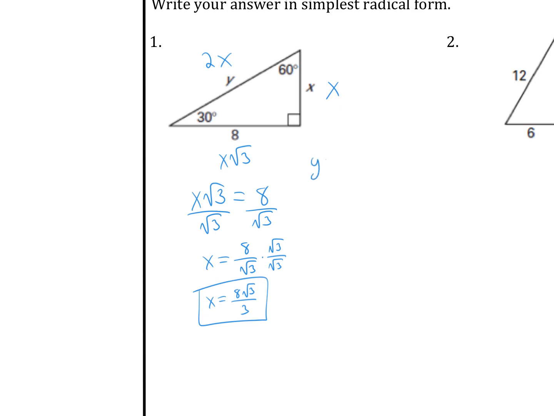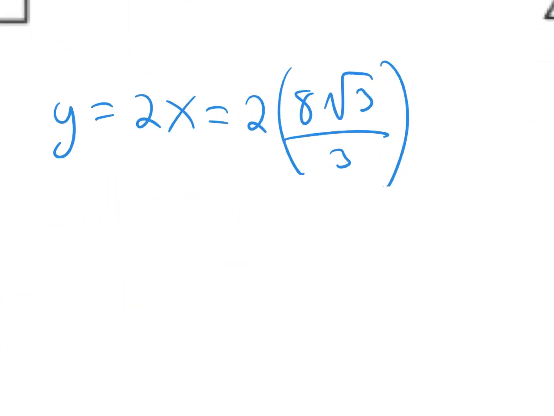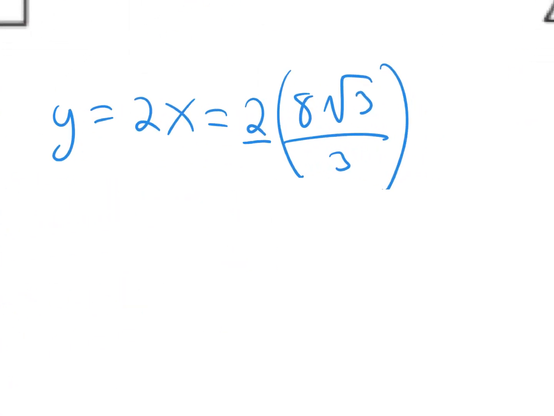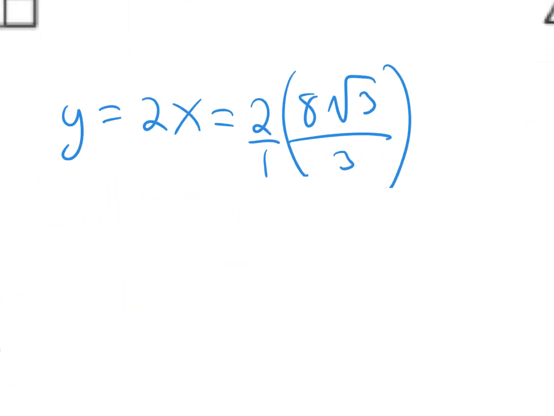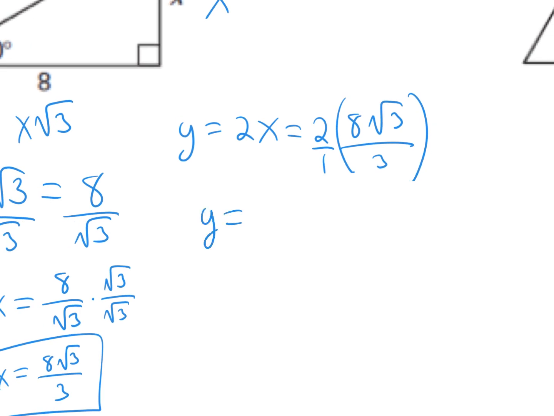Then we need to find y, which equals 2x, so we're doing 2 times x, which is 8 square root of 3 over 3. Now, how do we multiply this 2 times this fraction? Well, with 2 over 1, we multiply across. So y is going to be equal to 2 times 8, which is 16, so we have 16 square root of 3, and then 1 times 3 in the bottom is going to be 3, okay?